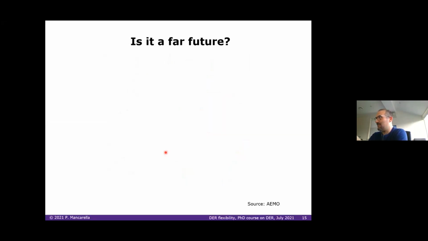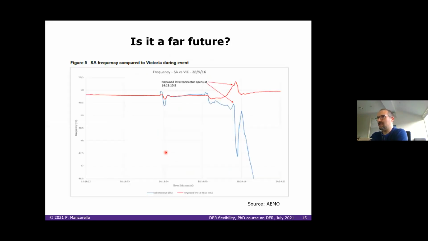This is not science fiction, by the way. It's already happened. It's not a far future at all. It's actually a very close past, and we're seeing this more and more. Just to give you an example, this is a picture of the separation event and then the blackout that happened in South Australia in September 2016, where South Australia collapsed after it got disconnected from the system.